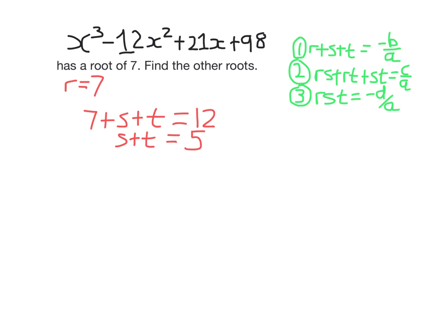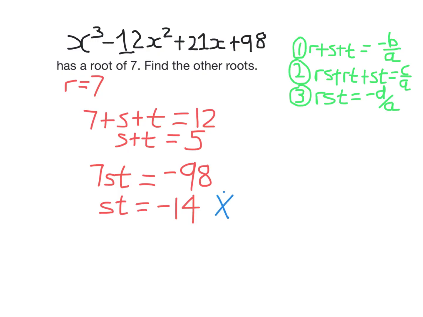From the third equation, this tells us the product is -d over a. So here d is 98 and a is 1. So the product of the roots, 7 times s times t, must be equal to -98 over 1. So that tells us that s times t is equal to -14. So we actually don't even need formula 2 here. We can use these 2 equations here to find s and t.